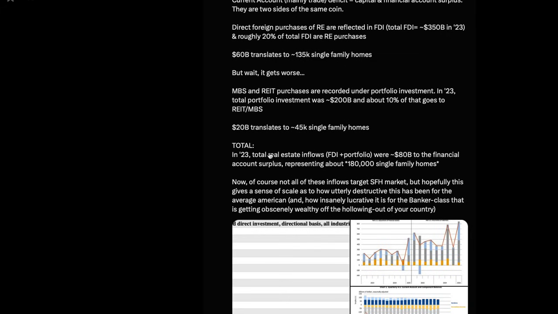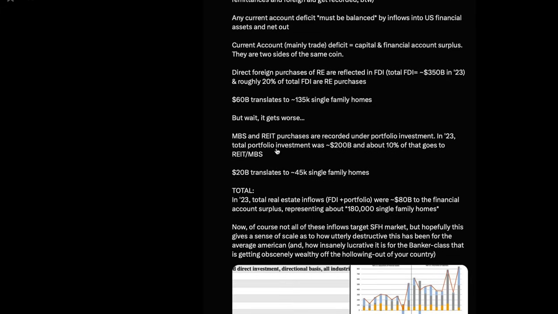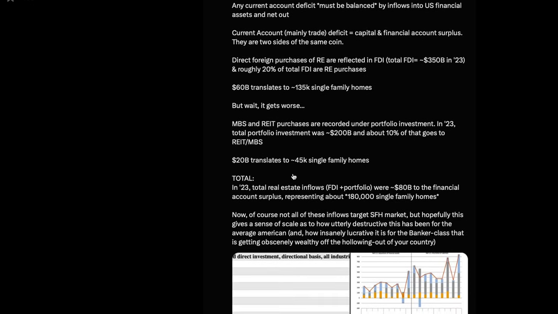So if you total the two of those up, direct purchases of real estate by foreigners, plus purchases of things that directly influence real estate prices or affordability, the portfolio investment of purchases of MBS and REITs and direct purchases of real estate itself, just in the year 2023 alone, there was $80 billion, which represents about 180,000 single family homes. This was just for the year 2023.